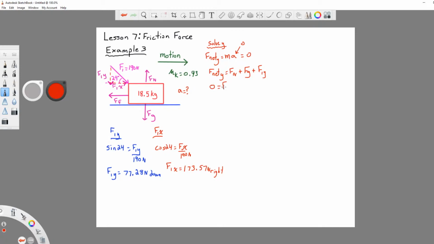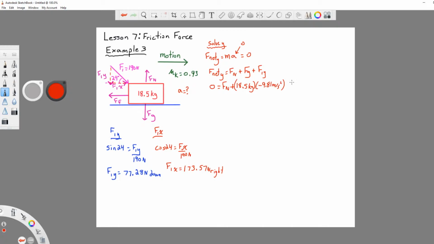0 is equal to normal force plus 18.5 kilos times negative 9.81 meters per second squared. Notice now that this negative 9.81 meters per second squared is going to make this value negative. Force of gravity is down, so that checks out, right?